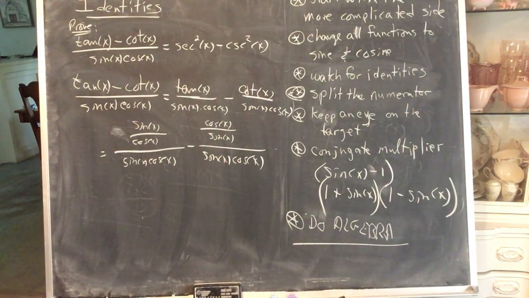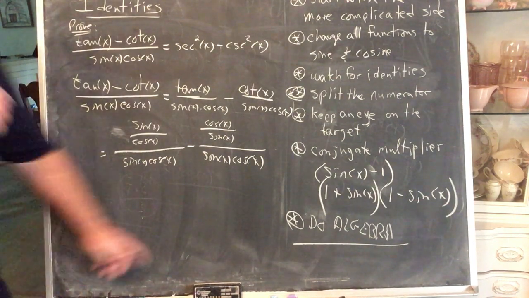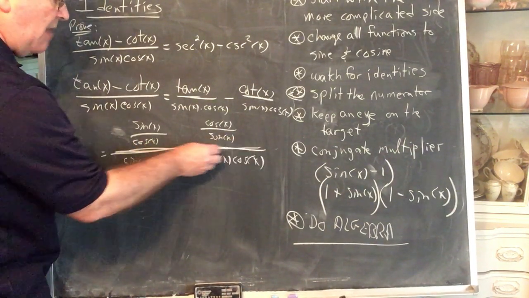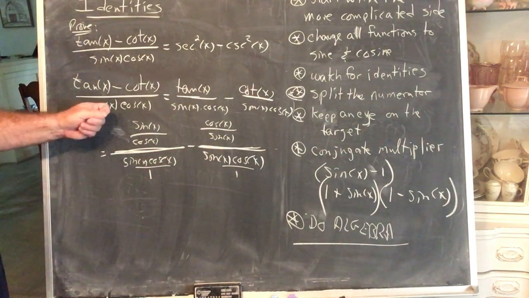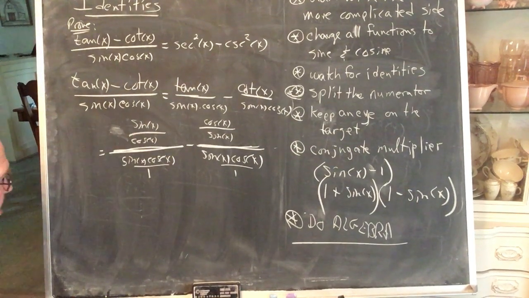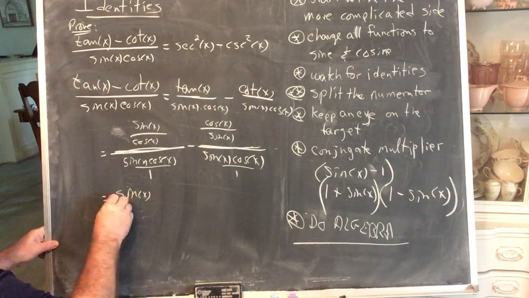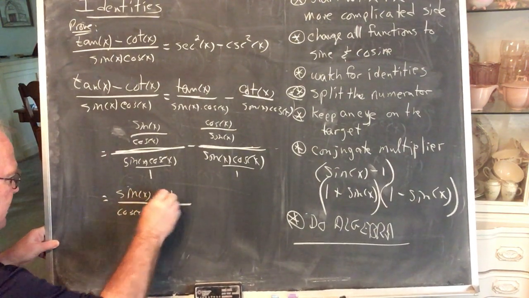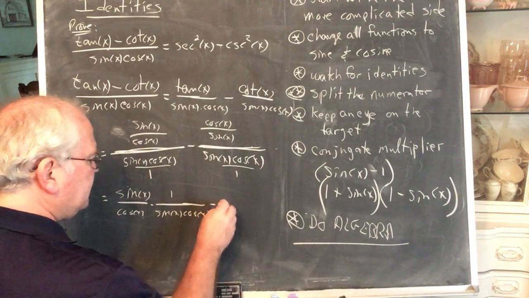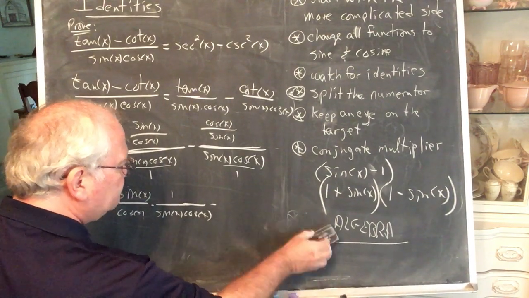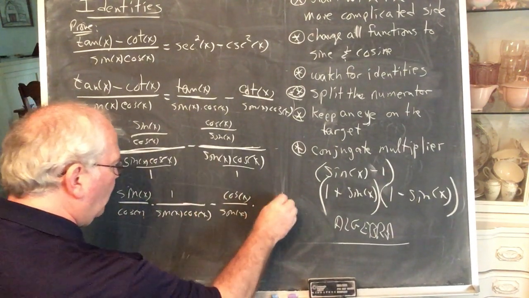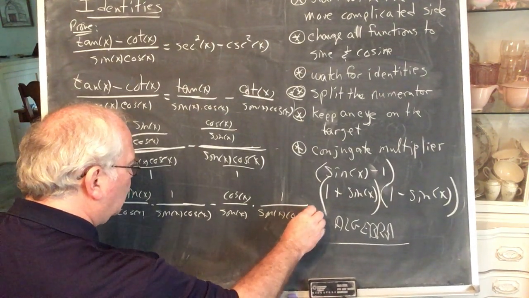So everything is now in terms of sines and cosines. What can we do with this? Do the algebra. What we have here are two complex fractions, and you know what to do with complex fractions. This divided by that means top, multiply by the reciprocal of the denominator. So I'm going to multiply by the reciprocal of this denominator, which is 1 over sine of x cosine of x. And then same song, second stanza: cosine of x over sine of x times the reciprocal, 1 over sine of x cosine of x.